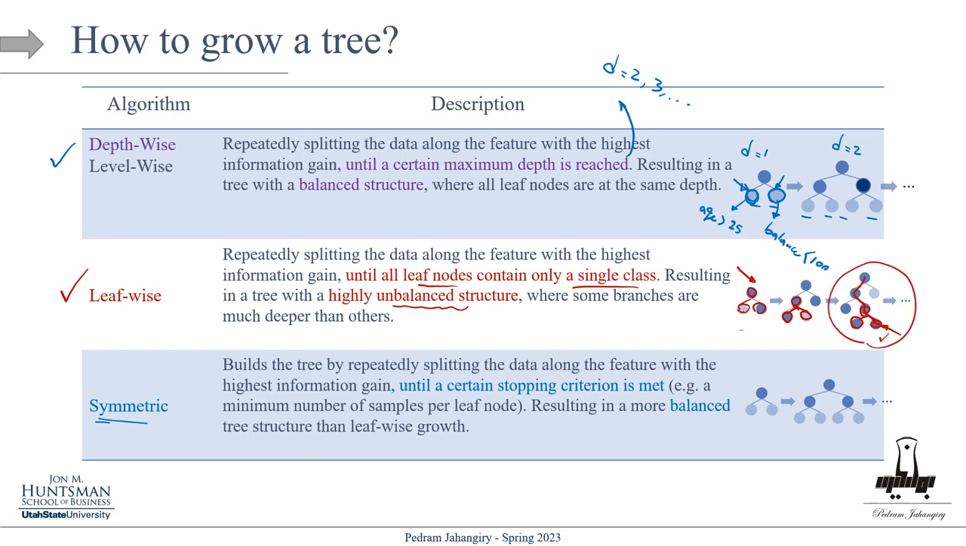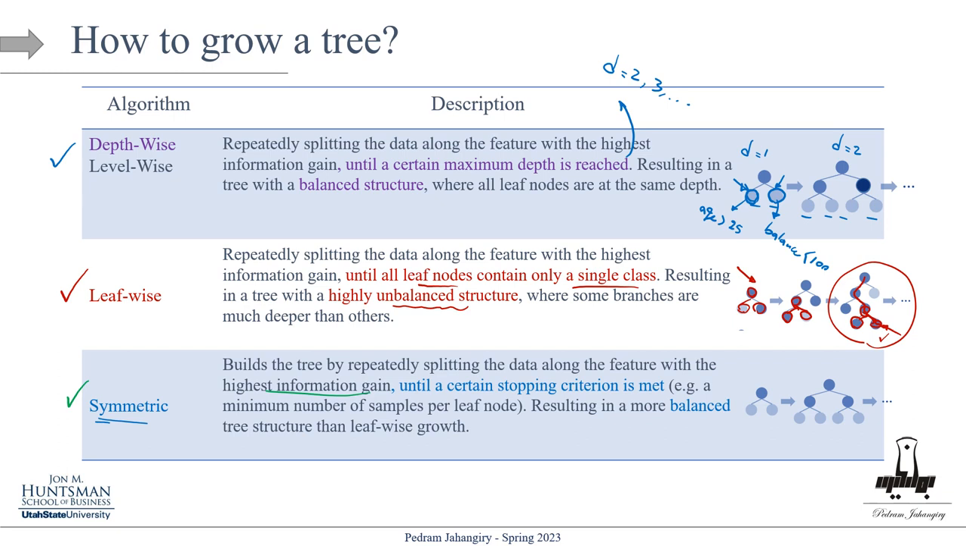All right, the third one is symmetric. And as the name suggests, the algorithm works by repeatedly splitting the data along the feature with the highest information gain. Again, the first two questions that we asked are still there. You have to start with the feature that gives you the maximum information gain. You have to put the split, and so on. This is the third question, which is happening at the same time, right?